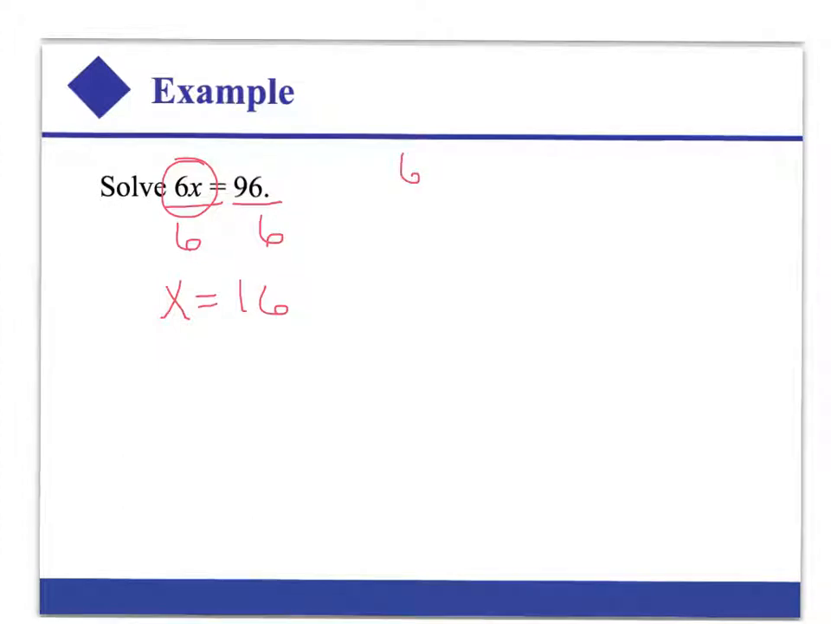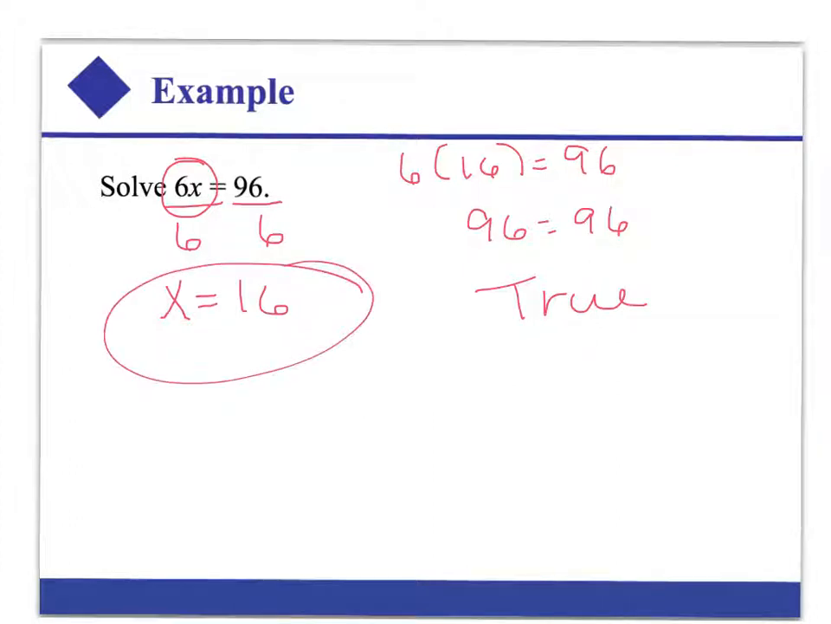Now if we go back and check our work, we're going to plug in. So we get 96 equals 96. So this is true. So 16 is our solution.